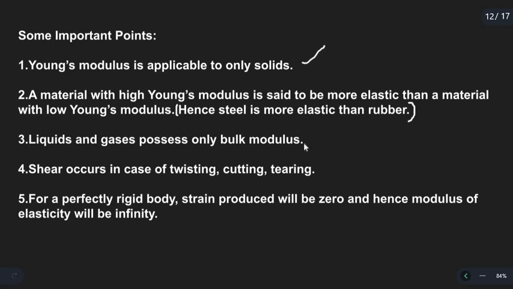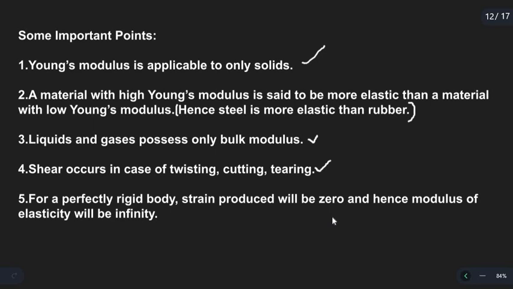Next, liquids and gases possess only bulk modulus. This is also important, that bulk modulus is only possessed by liquids and gases. Okay. Now this thing, shear occurs in case of twisting, cutting and tearing. This is an important point. And then for a perfectly rigid body, strain produced will be zero.